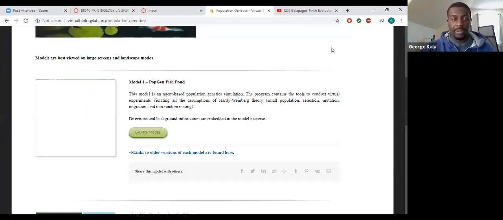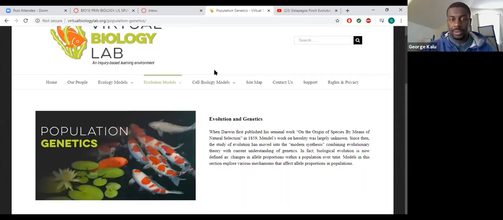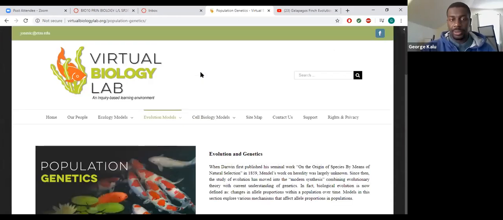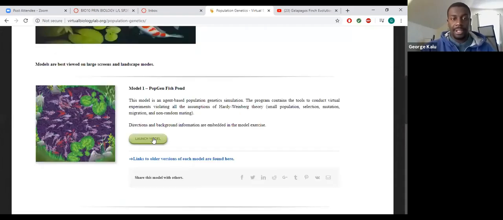Okay, is everyone able to see the virtual lab page? Okay, cool. So you go to this website, virtualbiologylab.org/population genetics. You're going to go to model 1, which says PopGen Fish Pond. You're going to click Launch Model, and it'll open up a new tab. You should see a little simulation starting to show up here. It's taking a little while.